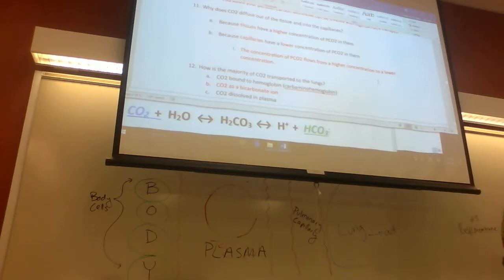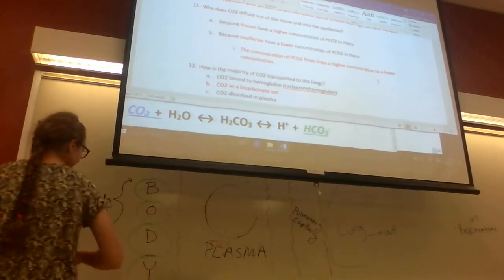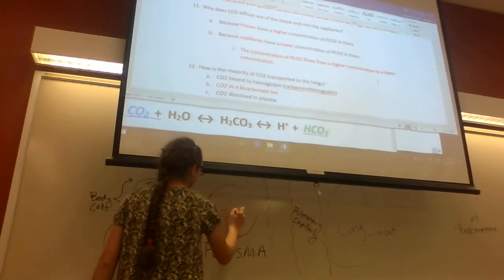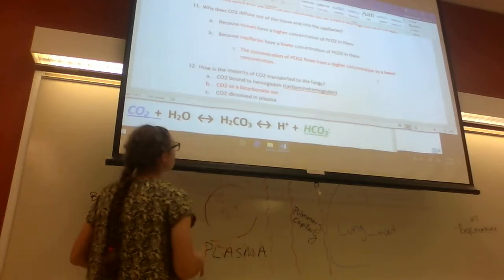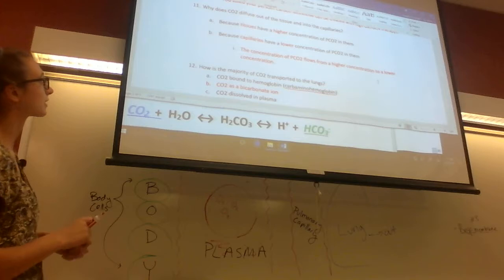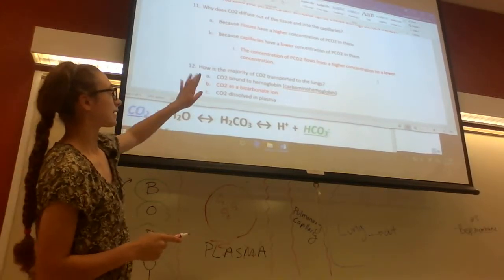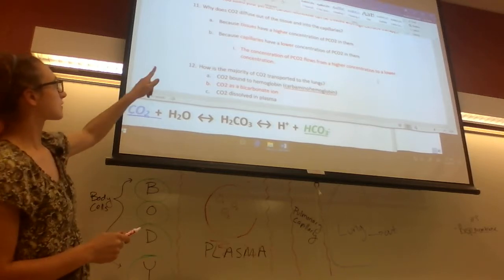Number 11, why does carbon dioxide diffuse out of the tissues and into the capillaries? So over here, right, we have a lot of oxygen. So again, high concentration and low concentration. I'm going to beat this into your brains. So let's look at B really fast. Actually, let's look at A really fast.